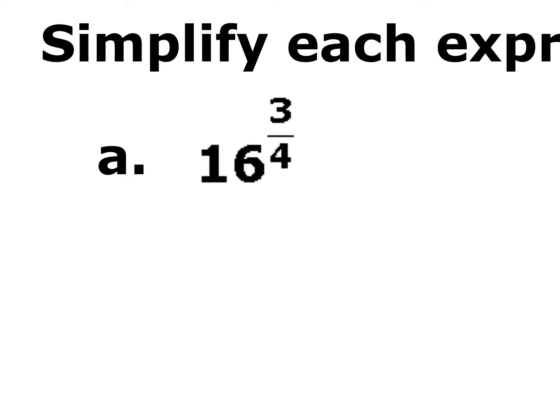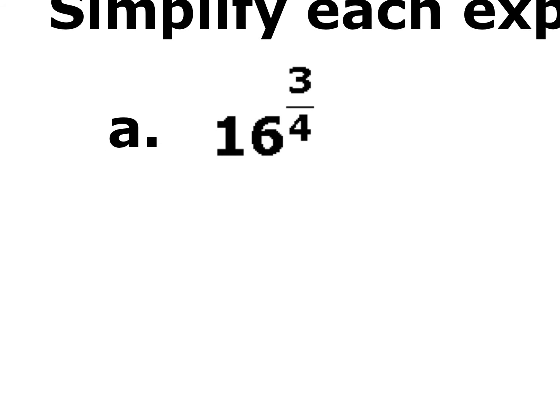So simplify the expression. Which number is our index? What's going to go out front? The 4 goes out front. And then we have 16. And the exponent stays up top. So the numerator stays on top.